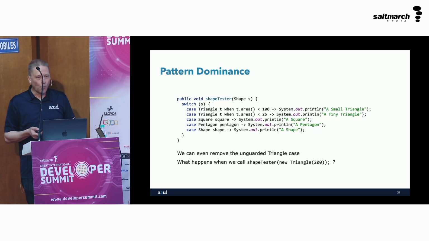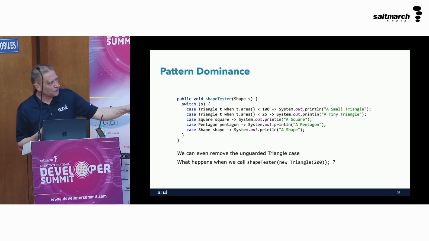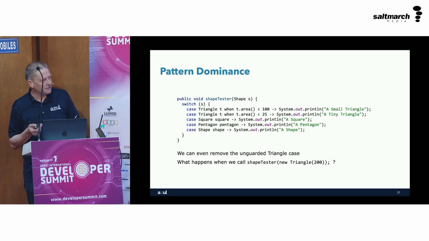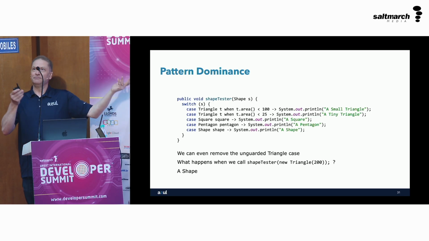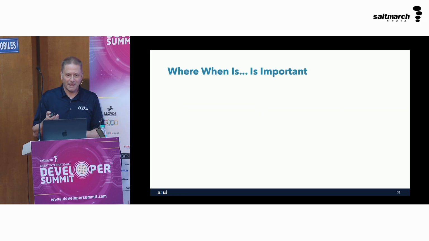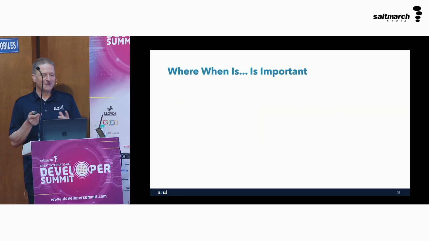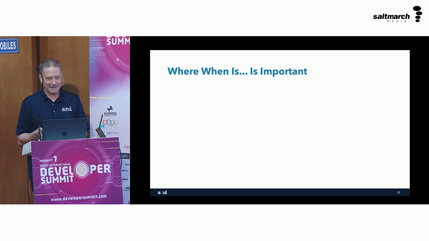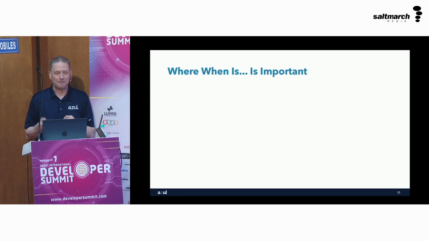So yeah, what happens if we call shape test with triangle 200? Obviously the answer to that is we get a shape. Yes. Well, okay, this is where I get into the sort of when. Okay, so where when is important.